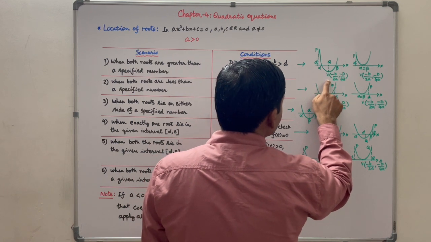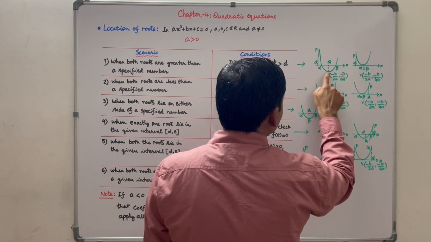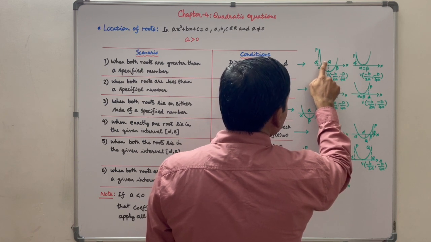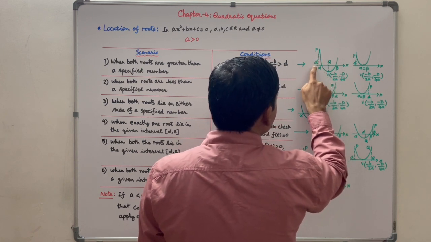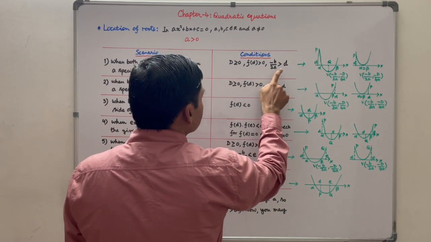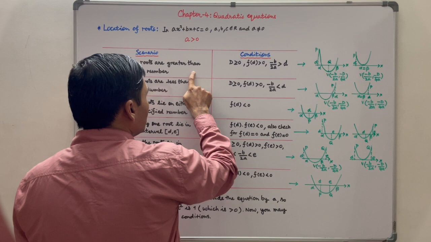Minus b by 2a is x coordinate of the vertex of the parabola. Point Q represents x is equal to minus b by 2a, which is greater than d. So this is third condition. So these three conditions are applicable in this scenario.